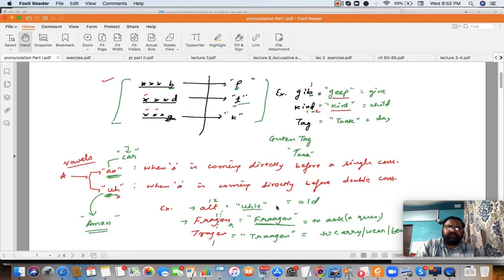I have a doubt here. For example, alt, that means more than one. If it's more than one, then it is the A sound. If it is one consonant, then A sound. Before a single consonant. Okay, understood.